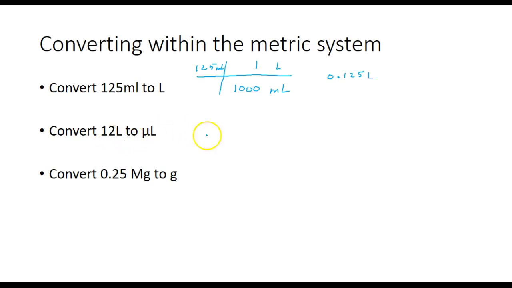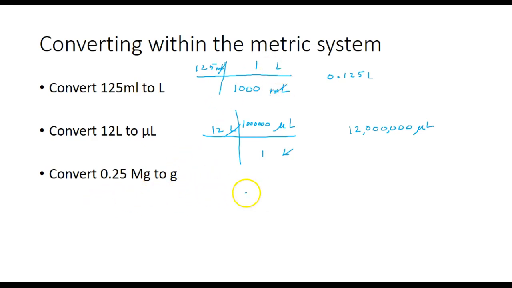If I want to convert 12 liters to microliters, then I put my given here, 12 liters, and I want my liters to cancel, and I want microliters to be my unit. There are 1,000,000 microliters in 1 liter, and so there are 12 million microliters in 12 liters. Notice the liters cancel, leaving microliters as my answer. Up here, the milliliters canceled, leaving liters as my unit.